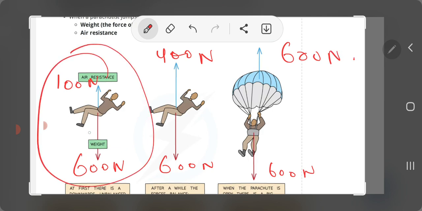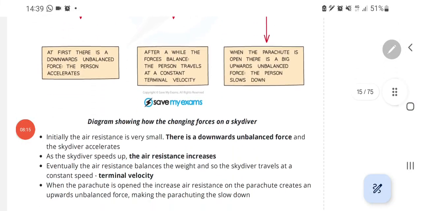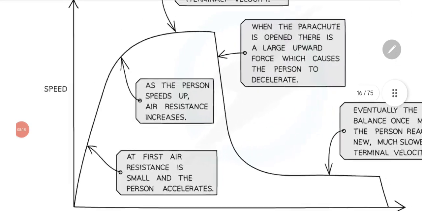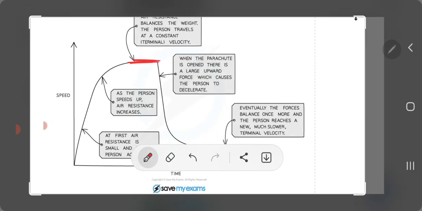In this case, 600 minus 100, the resultant force is 500 newton in the downward direction. 600 minus 400, 200 newton in the downward direction. So what is happening with the resultant force? It's decreasing. At this time the resultant force is zero, so acceleration is zero. So in free fall, you can see clearly that the resultant force is decreasing, that's why acceleration also decreases. And from the graph you can see clearly that the resultant force is decreasing, acceleration is decreasing. At a particular time when the resultant force is zero, the object moves with constant velocity. At this time upward forces and downward forces are equal, and at this point when he opens his parachute, his speed is decreasing again.